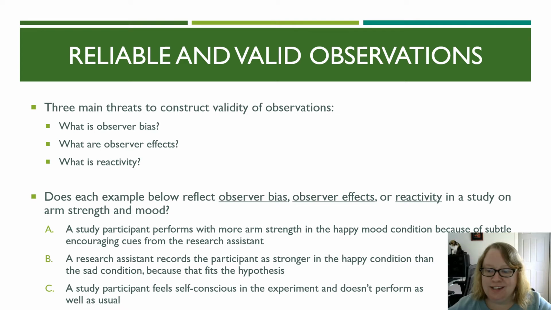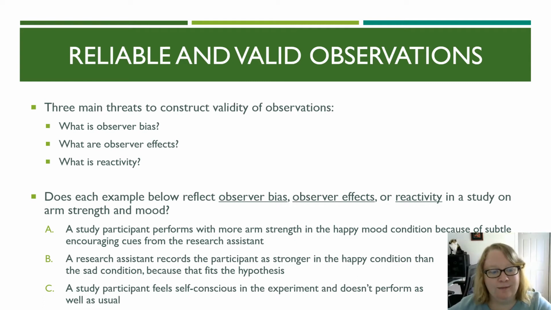All right, so does each of these examples reflect observer bias, observer effects, or reactivity? So starting with A, a study participant performs with more arm strength in the happy mood condition because of subtle encouraging cues from the research assistant. That would be observer effects, because in that case, the research assistant's expectations are creating an actual change in the participant's behavior. So the participant is catching onto those little cues, and it actually makes them perform better. So it's not just a bias in recording, it's actually a change in literal performance because of the experimenter, because of the observer.